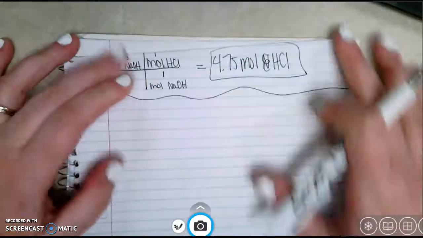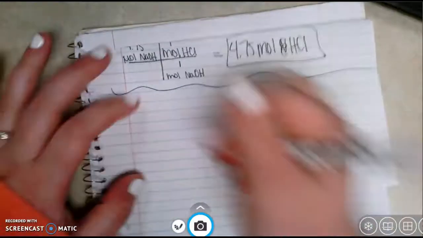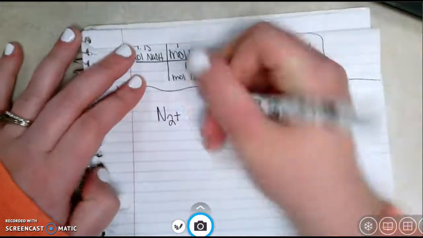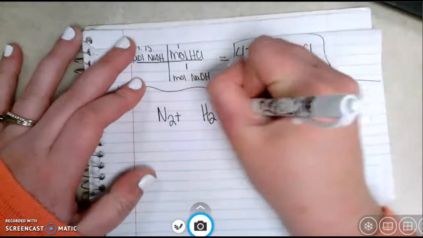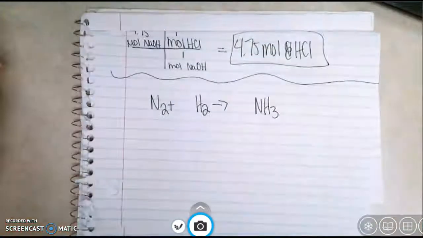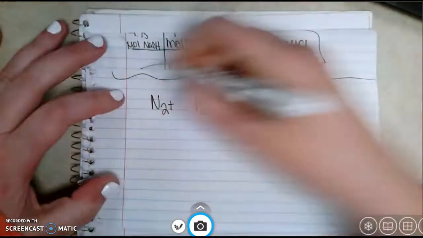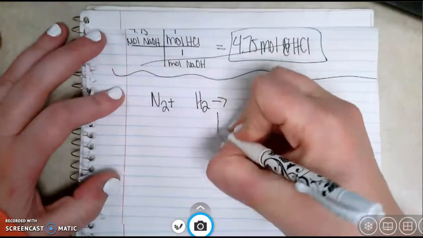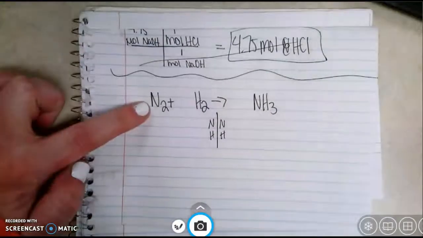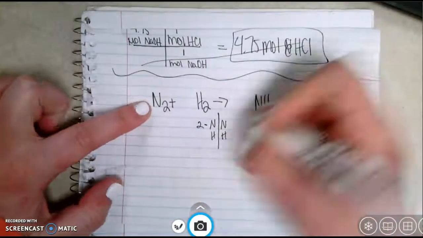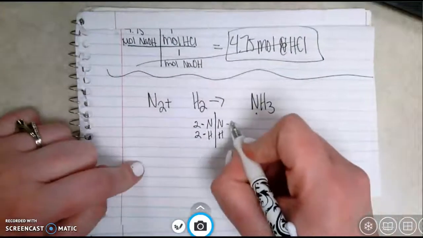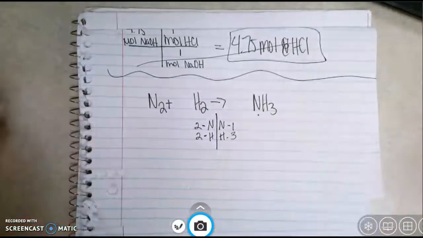Okay, sorry. All right, so let's get an equation. I have some N2 and some H2, and that is going to yield NH3. So first step, I'm going to balance my equation. I have some N and some H on either side. Over here, I have 2 nitrogens and 2 hydrogens, and over here, I have 1 nitrogen and 3 hydrogens.